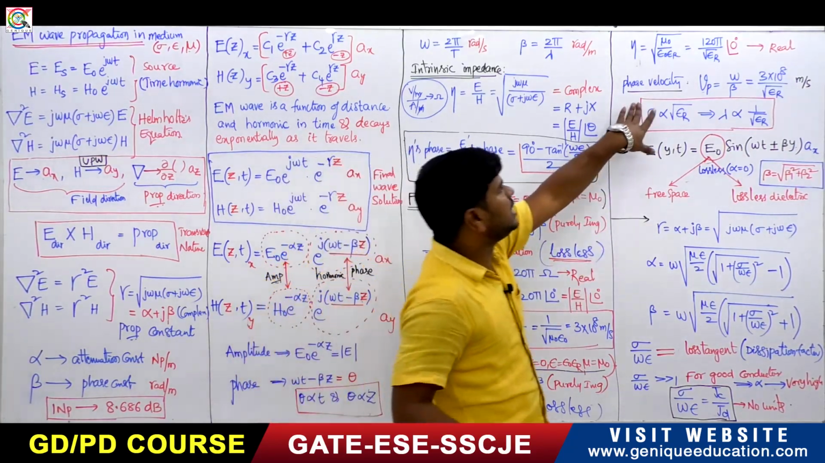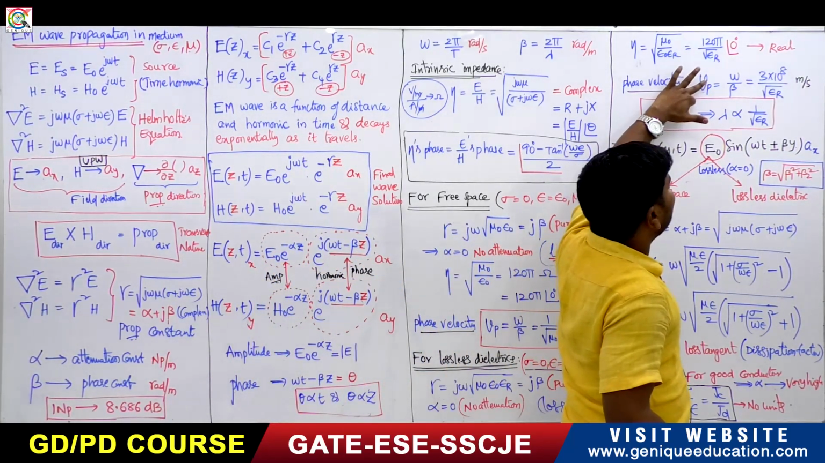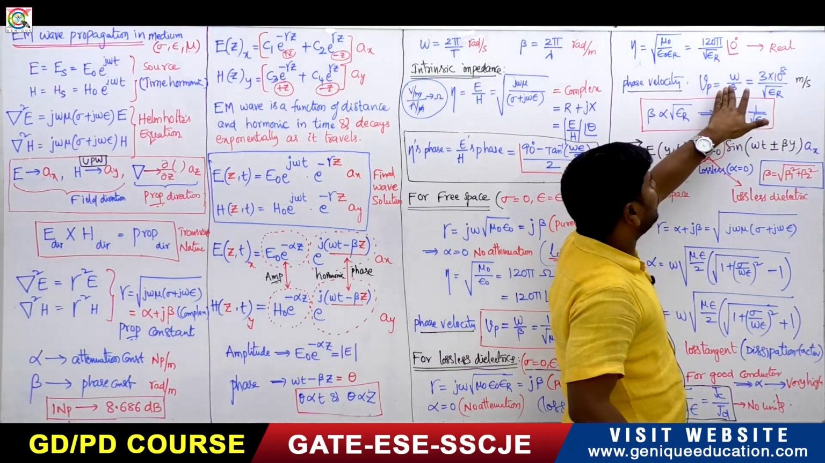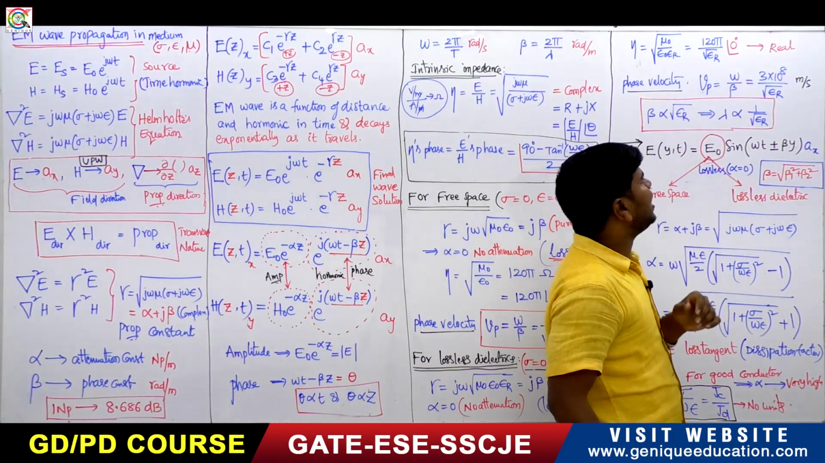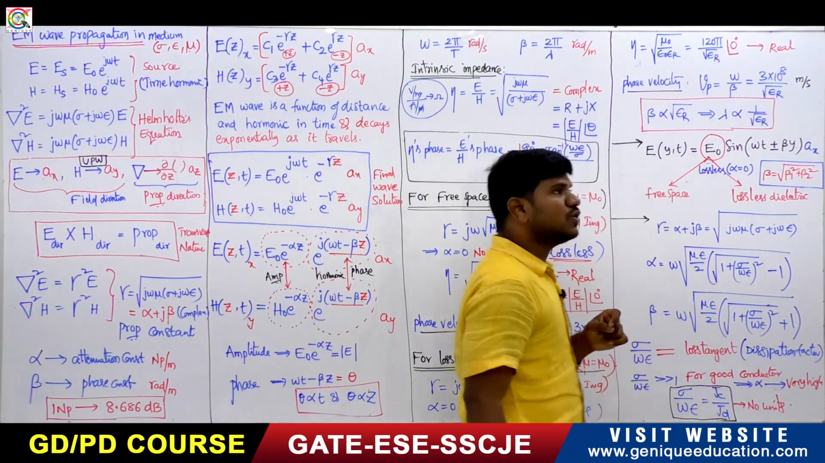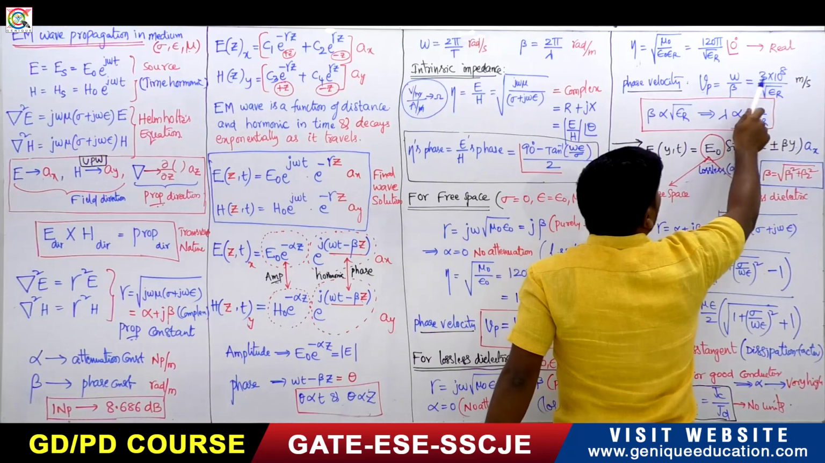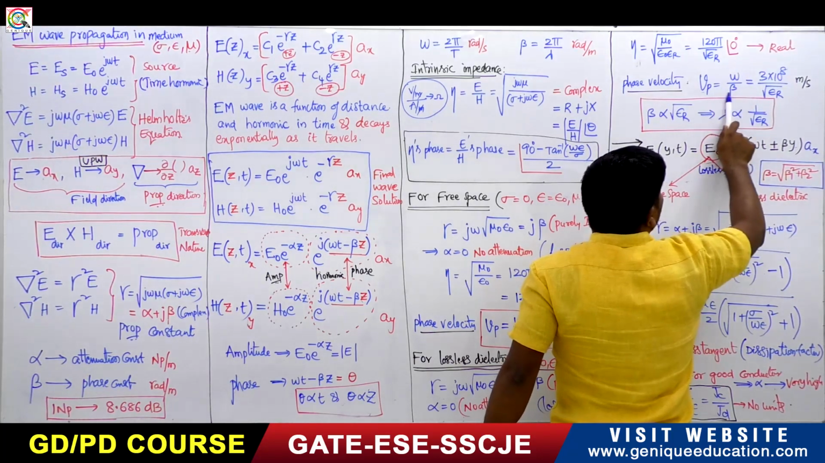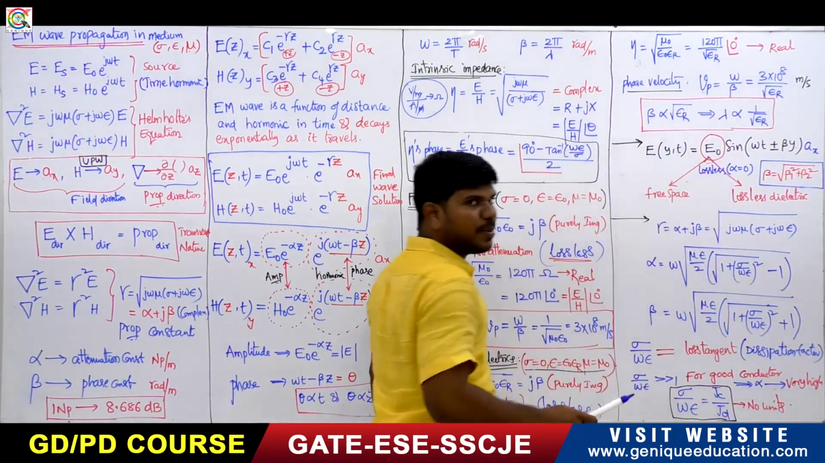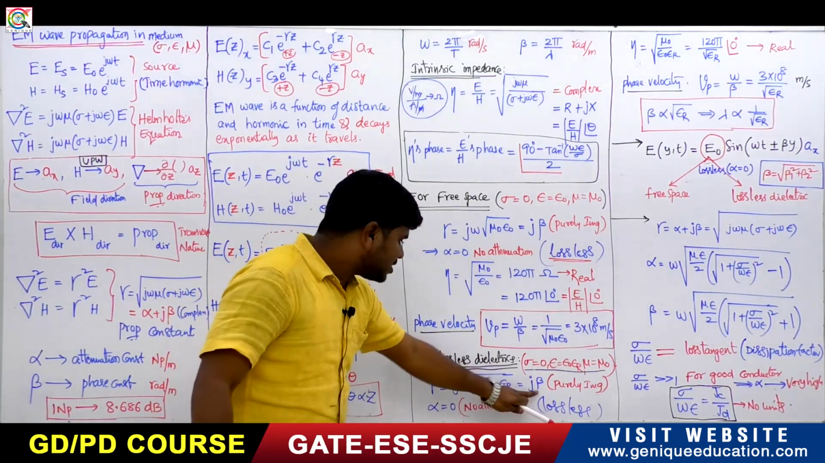Now what is the phase velocity? Vp is equal to omega by beta, right? So already we know, if you substitute these values, what is omega by beta? Beta is equal to how much?